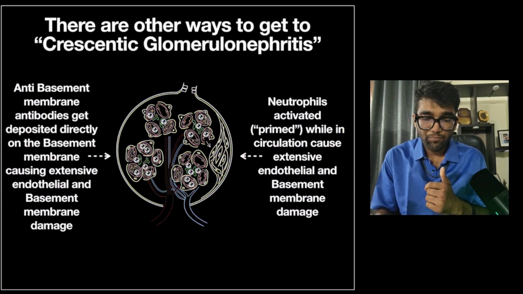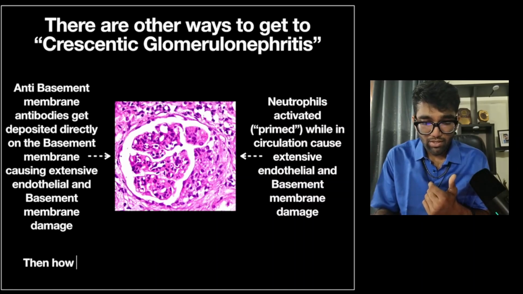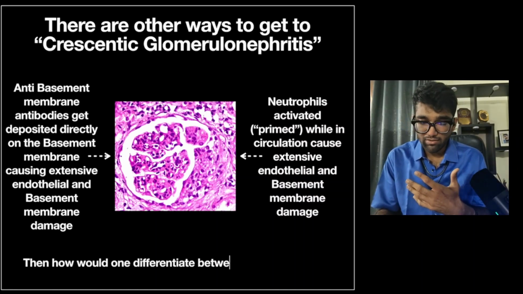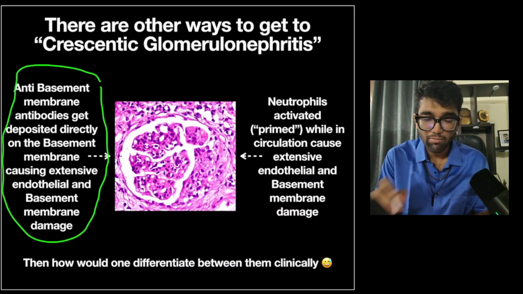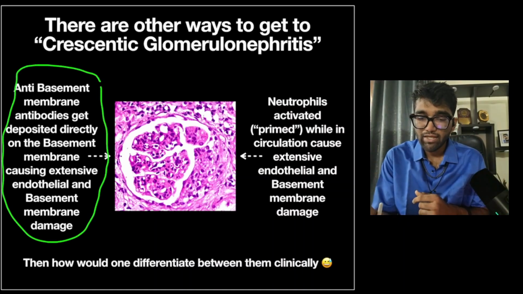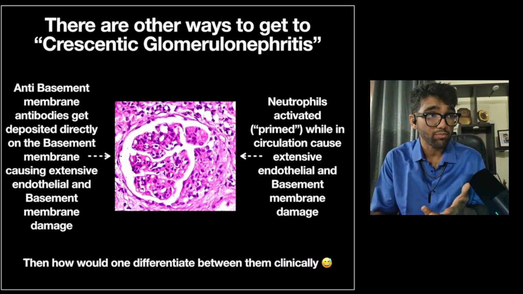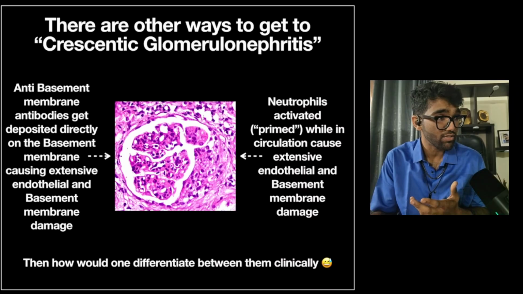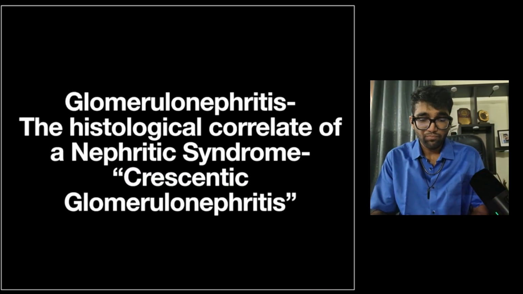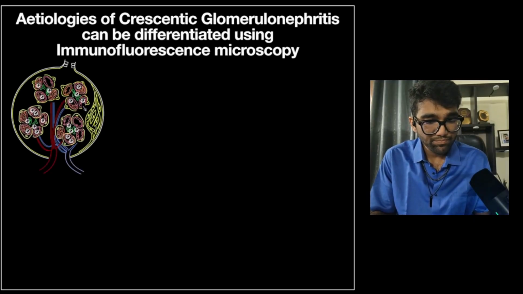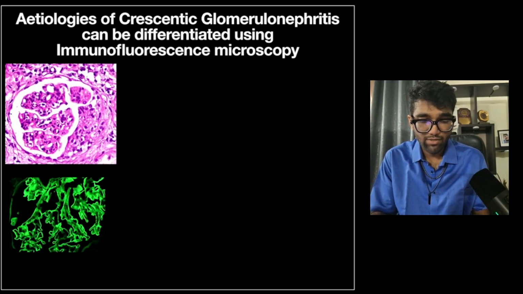Now, the histology looks the same. So how would I differentiate one from the other? Here I know that there is a deposition of an antibody along the basement membrane. Here I know there is no antibody deposition. So if I do immunohistochemistry, I'll be able to differentiate between them, as long as I do it for those specific antibodies. So what I do is I take the histopathology specimen and I do immunohistochemistry.